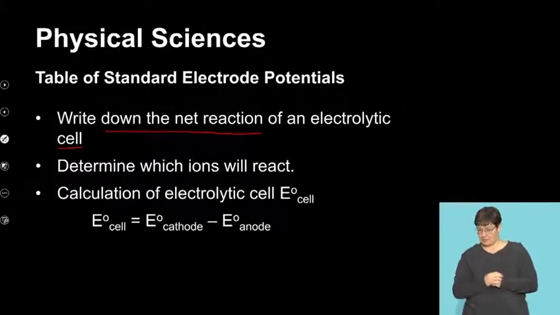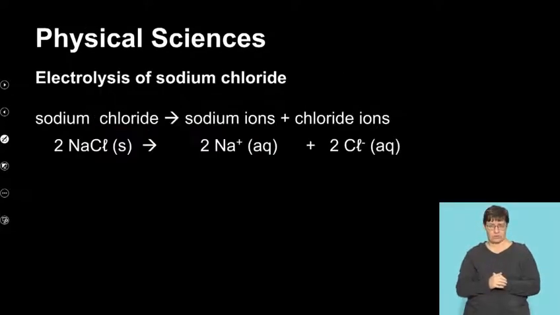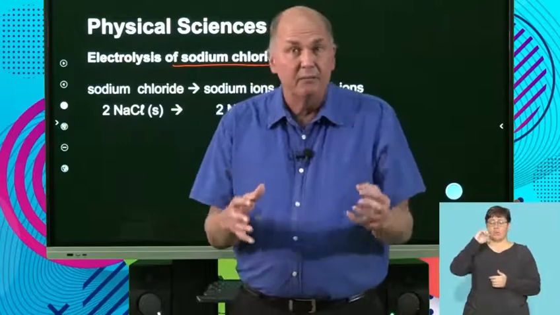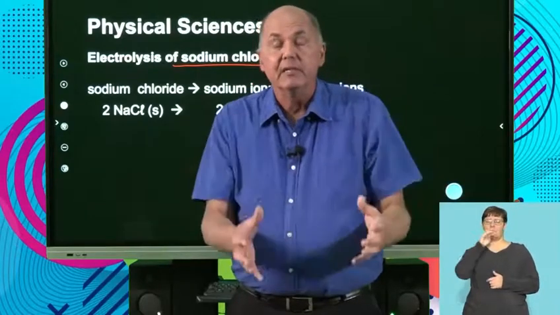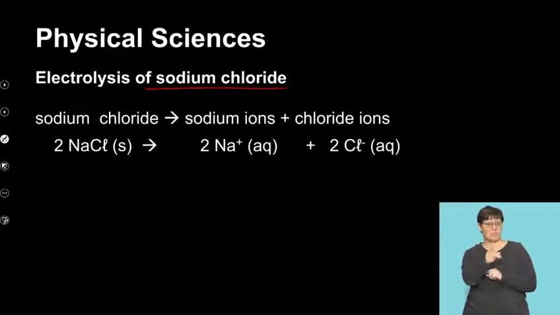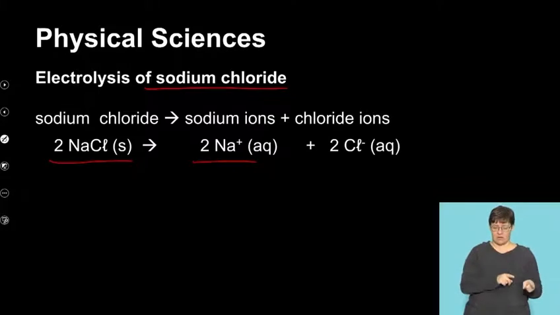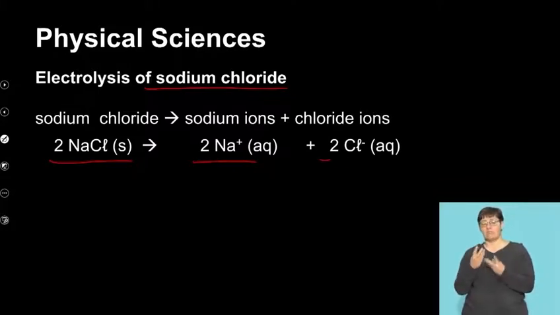So the next thing is to determine which ions will actually react. I've chosen another example: the electrolysis of sodium chloride. This particular example is just taking some table salt, putting it into a beaker and putting in some graphite electrodes, connecting the wires to a battery. What do you think you'll get? Well, if we have table salt, we'll get sodium ions dissolved in the solution, and chloride ions. We put electricity through, what do you think we should be getting?